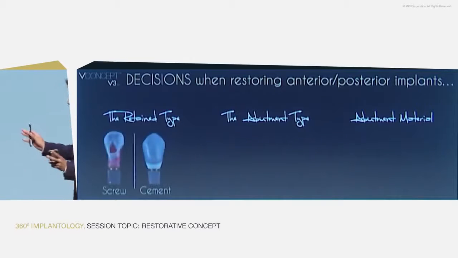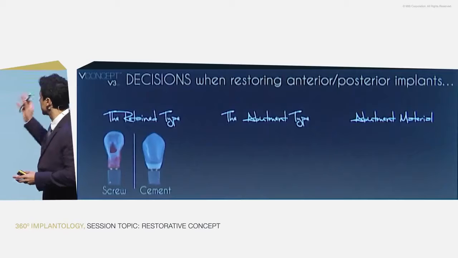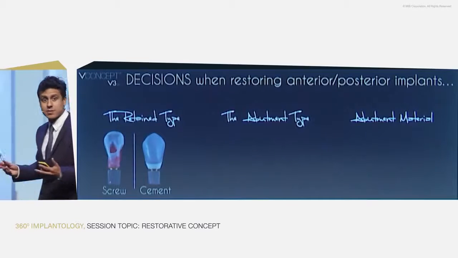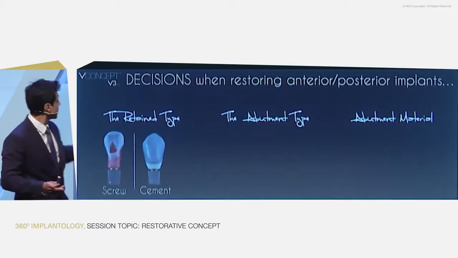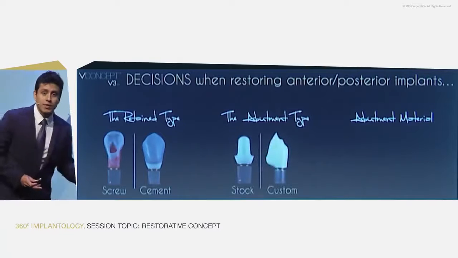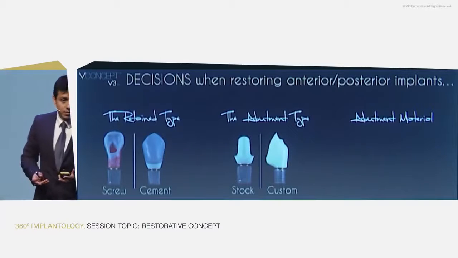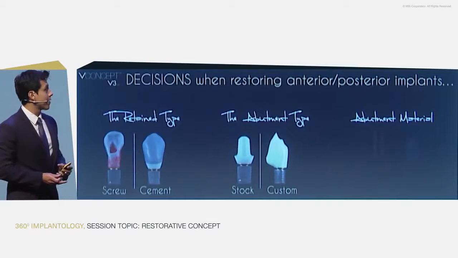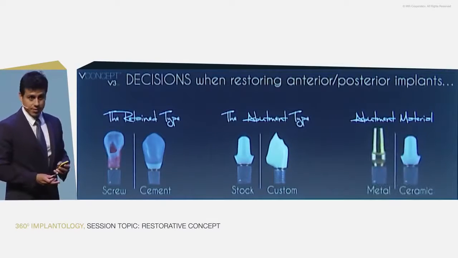We know that we have 2 choices in each topic. We have screw restorations versus cemented ones. You can be a screwer or a cementer. We have stock abutment versus custom abutment, and we have to choose which one to use. And also we have metal versus ceramic.